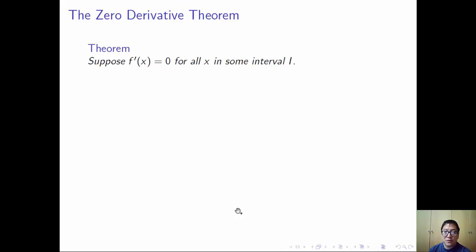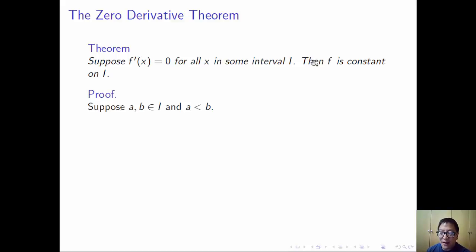All right, so first the zero derivative theorem. Suppose f prime of x is equal to 0 for all x in some interval I, then it follows that f must be constant on that interval. So remember, if you have zero derivative everywhere, then you must be constant. So proof, and in the end, that's what the mean value theorem is good for. It's for proving things.